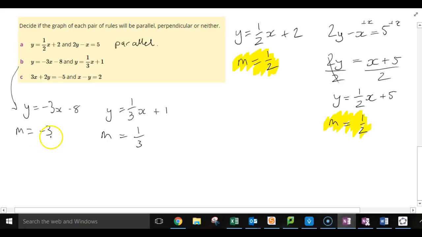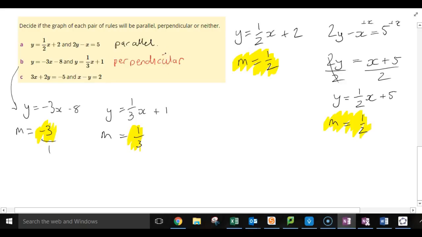So are these 2 the negative reciprocal of each other? If I made that into 3/1 and flipped it and took away the negative, would I get that? And the answer is yes. Negative 3/1 is the negative reciprocal of 1/3. So we actually say that these are perpendicular.